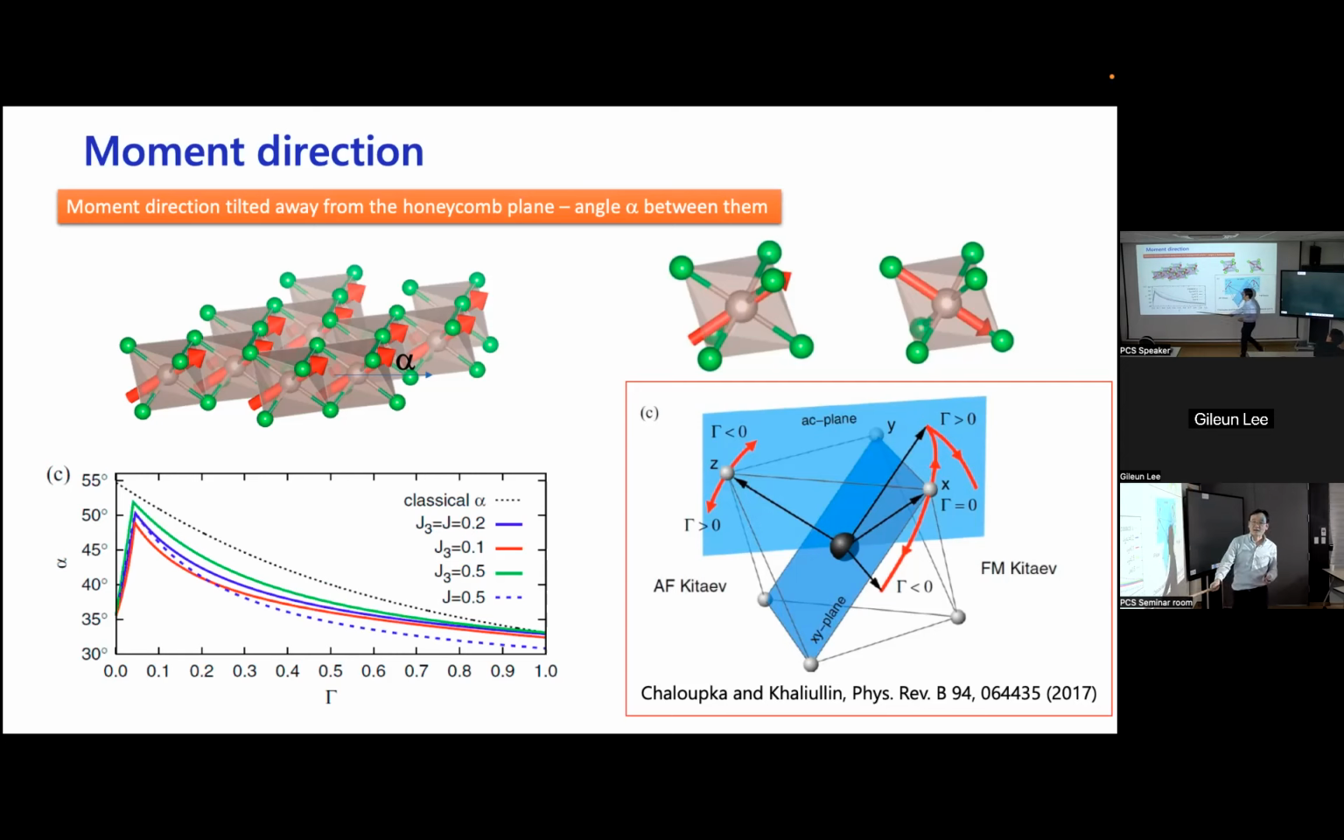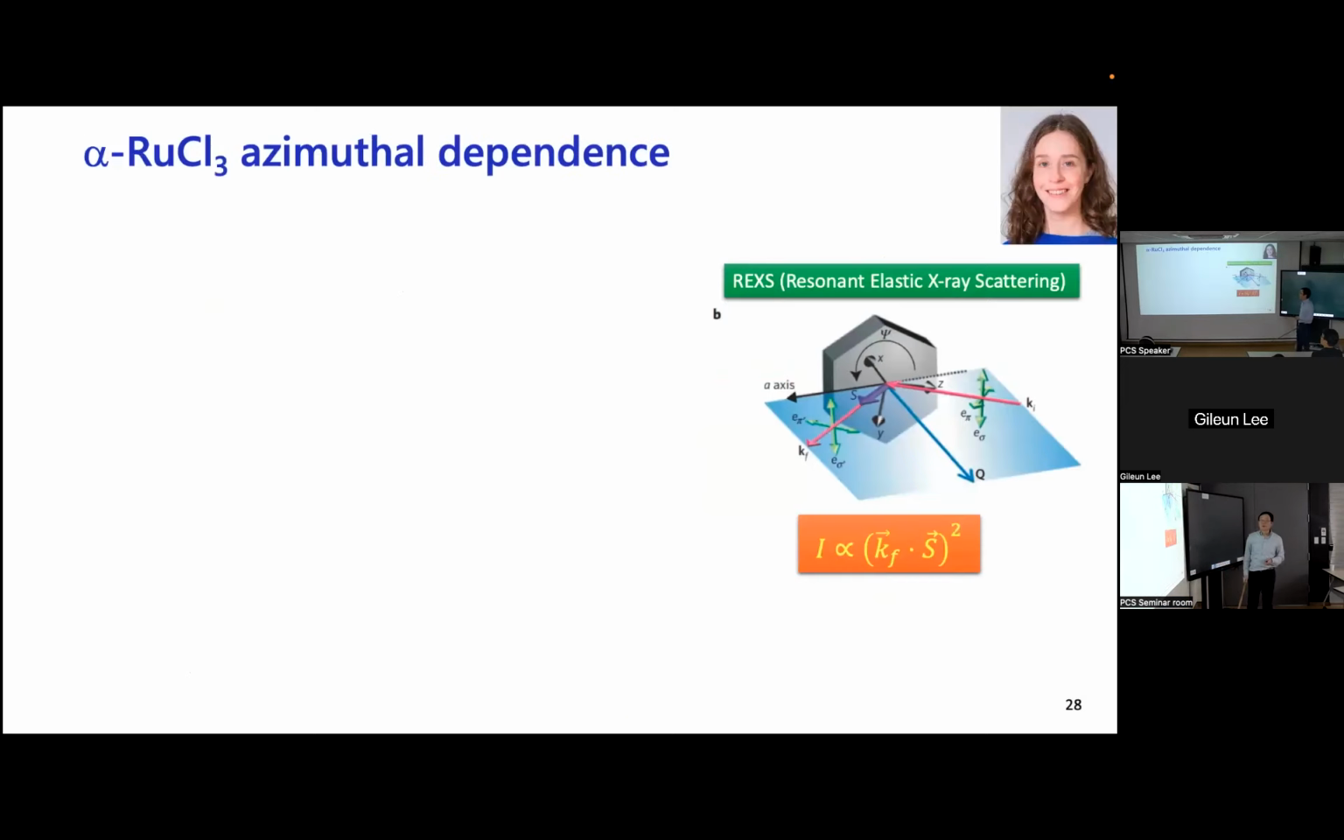And this is a calculation in that paper showing that if you increase the gamma, then you will reach a plateau around 30 or 35 degrees. So with that, about 3 years ago, we published this paper showing that we can actually determine this angle alpha very accurately. And this was work done by my former student, Jennifer Sears.